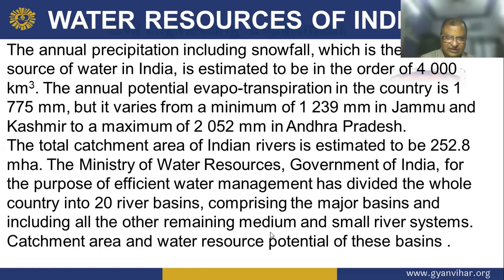252.8 million hectare, and the Ministry of Water Resources, Government of India, for the purpose of efficient water management, has divided the whole country into 20 river basins, comprising the major basins and including all the other remaining medium and minor river systems and catchment area, the water resources potential of these basins.